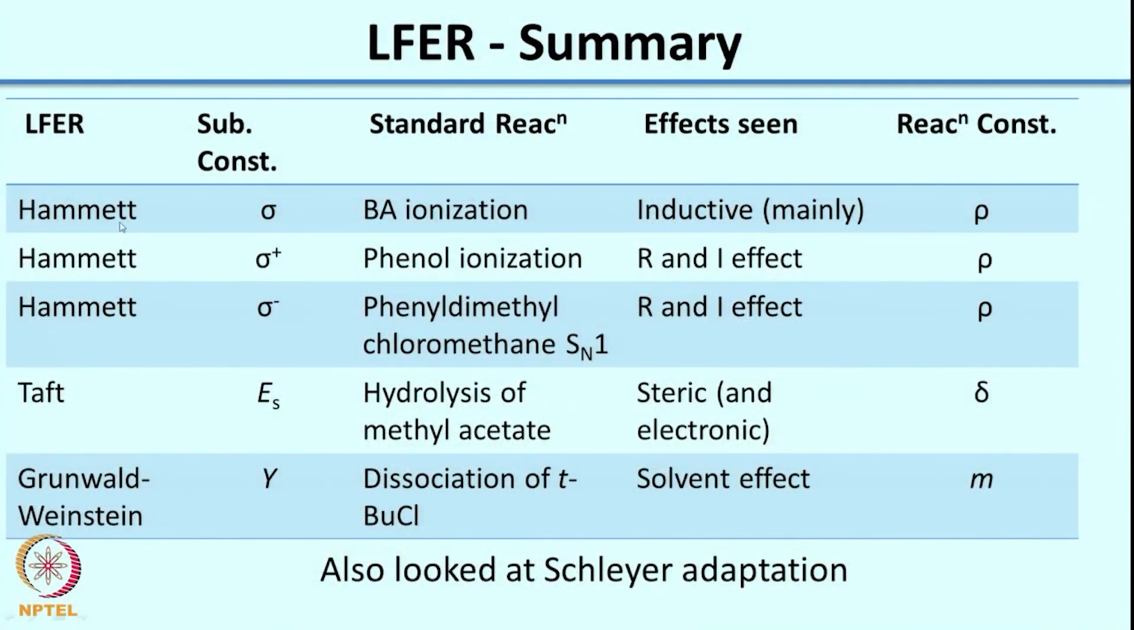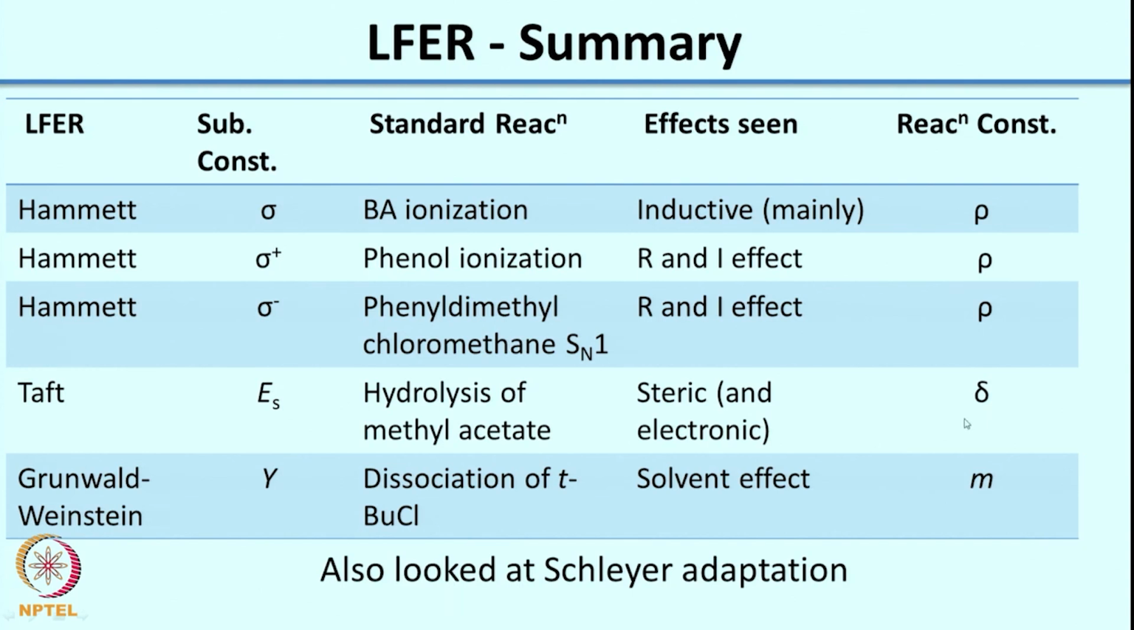So, before I stop, I will just summarize the linear free energy relationships that we have seen so far. So, we have looked at the Hammett equation and the substituent constants we have seen are sigma, sigma plus and sigma minus, and these give you an idea about how electronic effects play a role in a particular reaction. So, each of these have their standard reactions which we have seen already. The reaction constant is rho in all these cases. So, here what is typically done is the substituent on the aromatic ring is varied. We have looked at the Taft equation which looks at steric effects and the substituent constant is Es. So, what the Taft equation tells you is how sterics affect a particular reaction, and here you get a reaction constant which is delta.